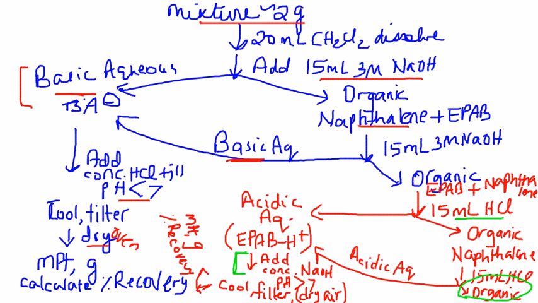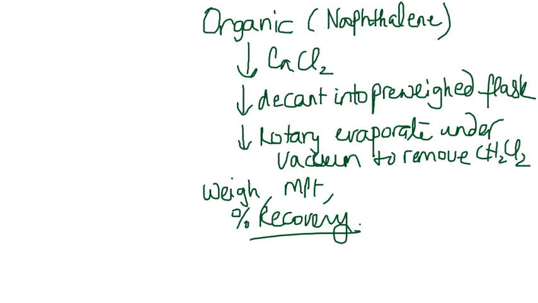And the last bit is, what do you do with the organic component which is left over? So let's take a look at that as well. You're going to simply add the desiccant, which is CaCl2, and the desiccant will absorb all moisture. So give it time, about 5 to 10 minutes. You will then decant it into a pre-weighed flask. Round bottom flask is what you're going to use. 100 milliliters is just fine, 50 or 100 milliliters.